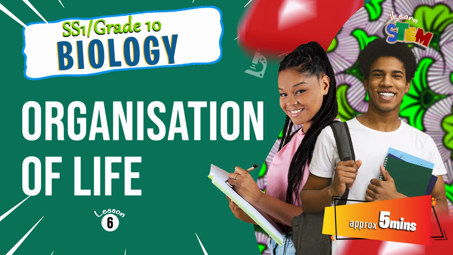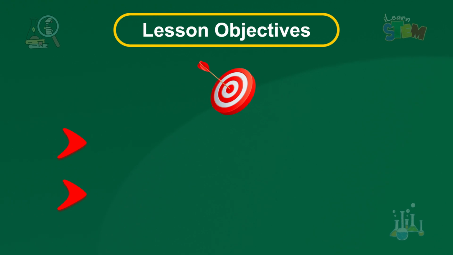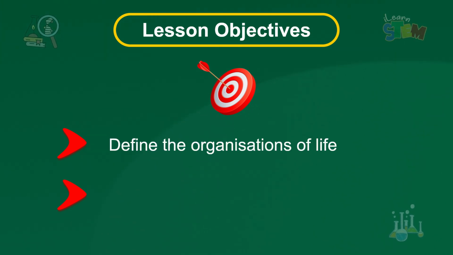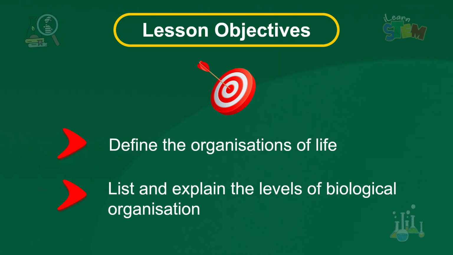Let's quickly look at the objectives of this lesson. By the end of the lesson, we should be able to define the organizations of life, list and explain the levels of biological organization. Let's get into the lesson proper.